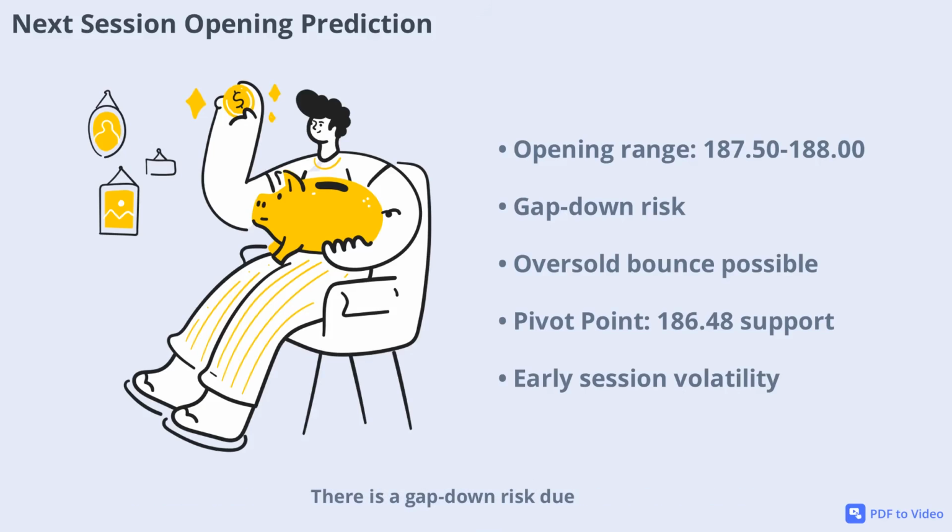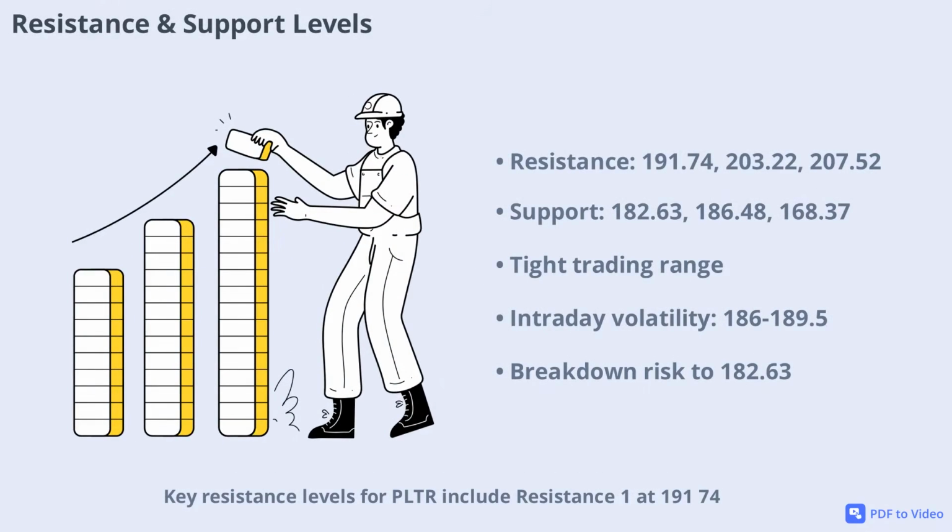There is a gap-down risk due to negative MACD momentum and price acceleration, but oversold RSI conditions could trigger a short-term bounce toward 188.5. The pivot point at 186.48 serves as a psychological support level, and traders should watch for early volatility as the market digests these signals. Key resistance levels for PLTR include resistance 1 at 191.74, the 52-week high at 207.52, and the Bollinger Band upper at 203.22.